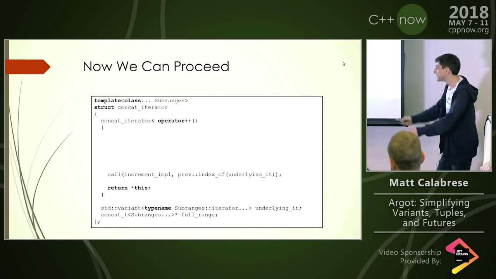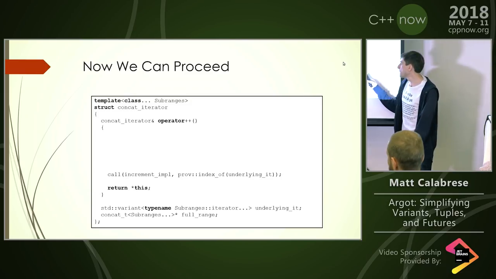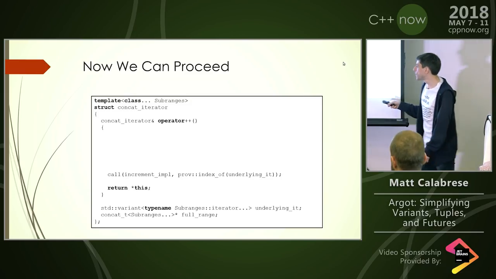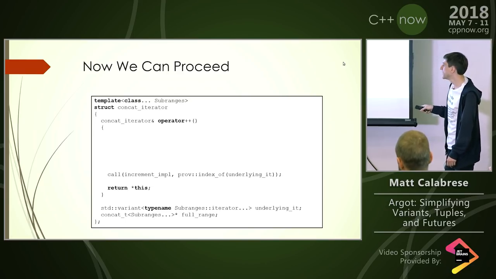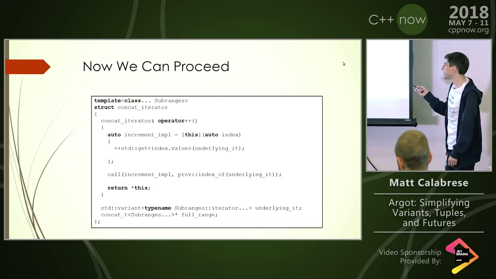So now we can proceed, now that we have this facility. Instead of doing a visit, we'll use call, and we don't know exactly what we're going to do in the increment just yet, but we know that we're going to need this compile time index. So here's what the start of increment looks like.